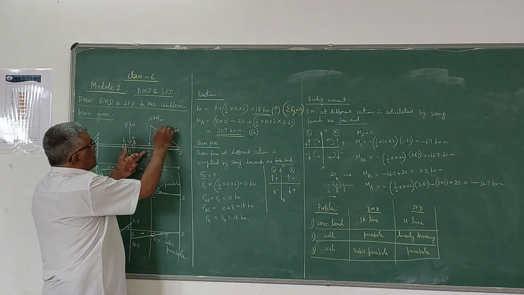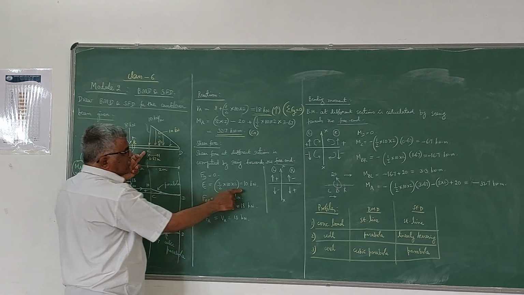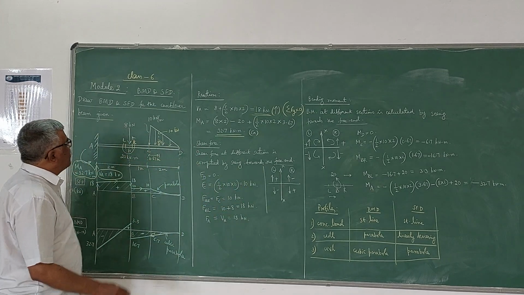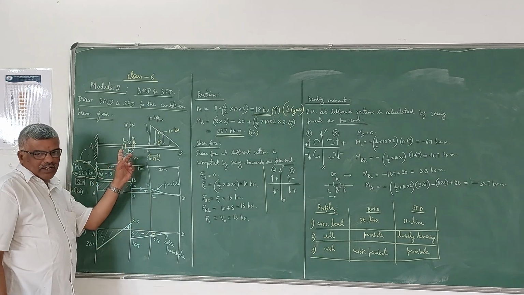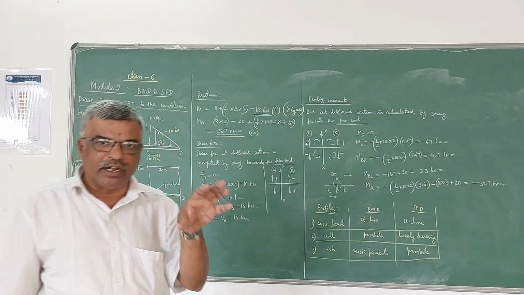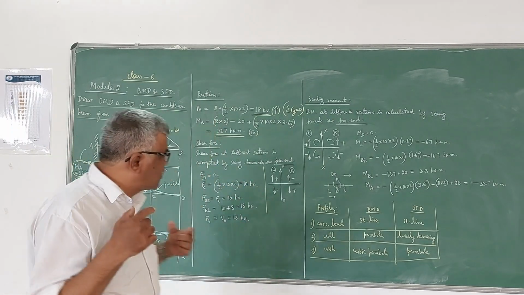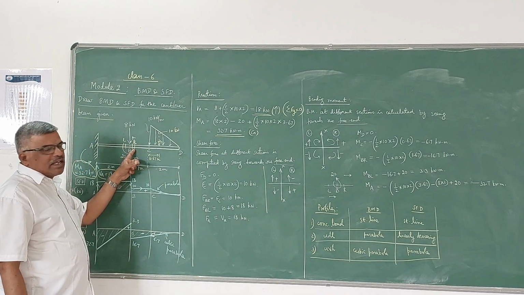So the shear force will be your total triangular load, which is nothing but half into 10 into 2, which is 10 kilonewton. Now come to this point B. You have 2 points here. I have told in the last class that at a point where the concentrated load is acting, you have 2 values of shear force, one just to the left and another just to the right side of the section.